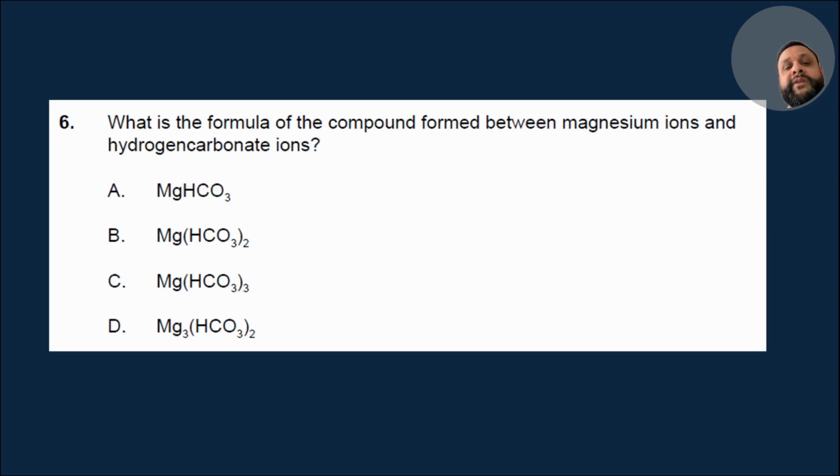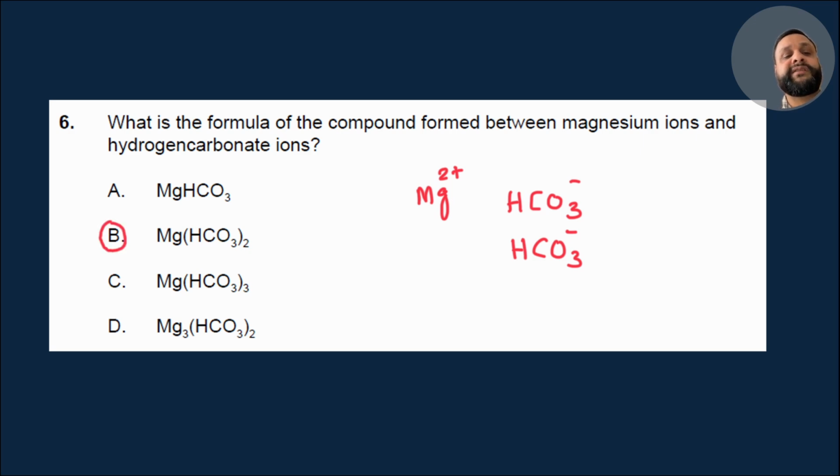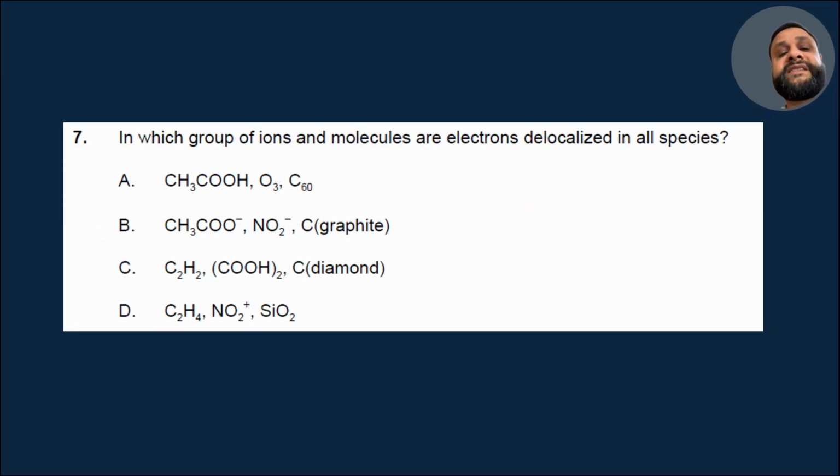What is the formula of the compound formed between magnesium ions and hydrogen carbonate ions? So magnesium is in group 2, and the charge on magnesium is 2+, and hydrogen carbonate is HCO3-. So there will be no overall charge. That means we need another HCO3- to have no overall charge. The correct answer is B, Mg(HCO3)2.